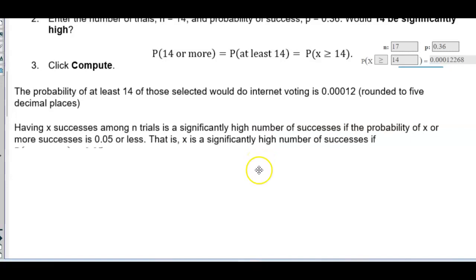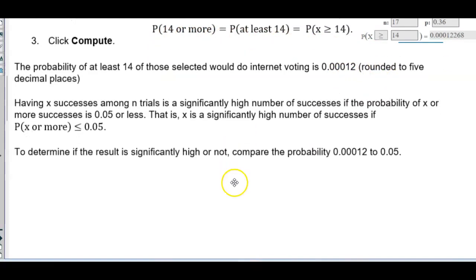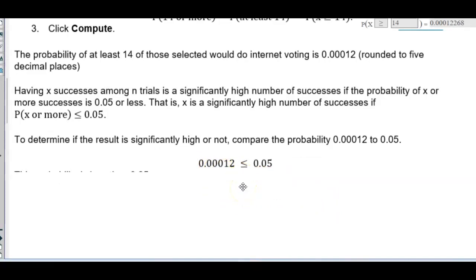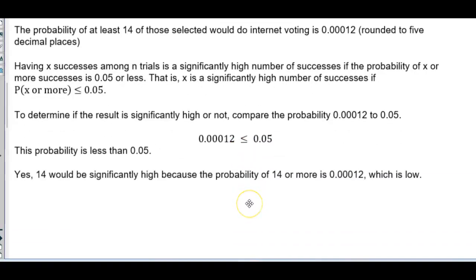Now let's take a look at the next part. It says having X successes among N trials is a significantly high number of successes if the probability of X or more successes is 0.05 or less. We found that the probability of 14 or more gave us this particular probability. To determine if the result is significantly high, we compare the probability of 0.00012 to 0.05. We can see that 0.00012 is less than or equal to 0.05. Therefore, we would say yes, 14 would be significantly high because the probability of 14 or more is 0.00012, which tells us that the probability is low.